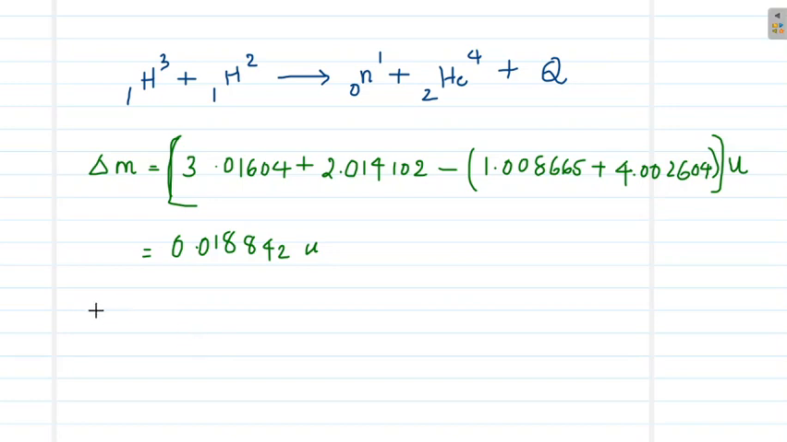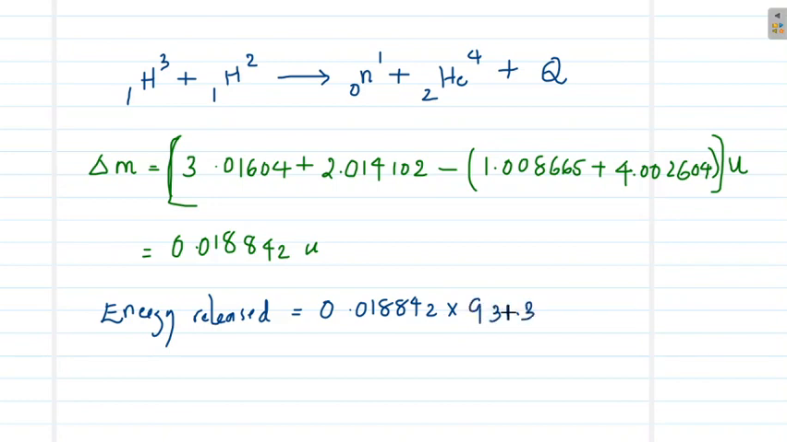And what will be the energy released? Energy release can be calculated by multiplying the mass difference with the conversion factor: 0.018842 multiplied by 931.3, which will give 17.58 mega electron volts.